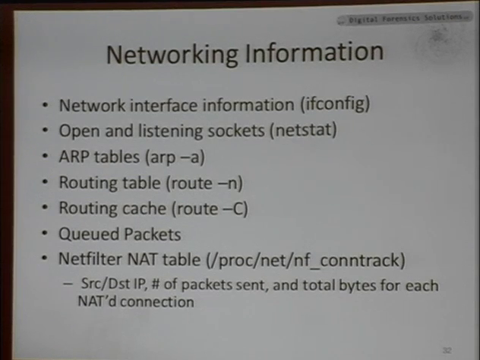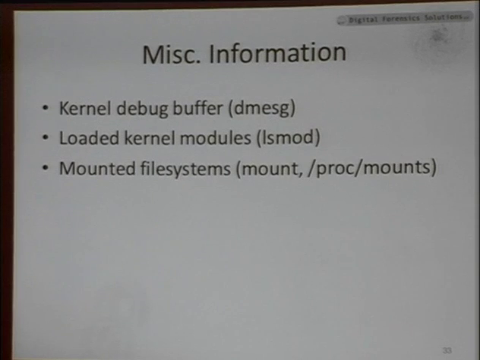Asterisk on that one too. It only works sometimes because it's the same thing. There's a bug with mapping userland memory. You can get open files of a process and sockets. A bunch of networking information. You can get basically the same information you get if you hit ifconfig, the gateway and all that good stuff. Open sockets with netstat, ARP tables, routing cache, all kinds of cool stuff.